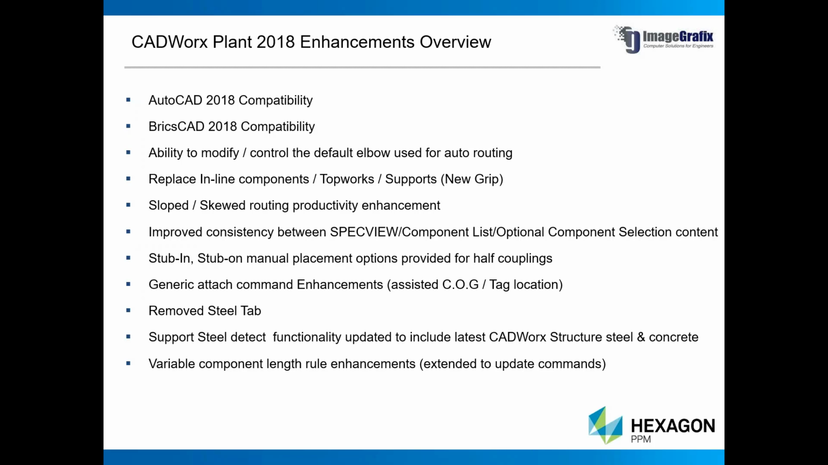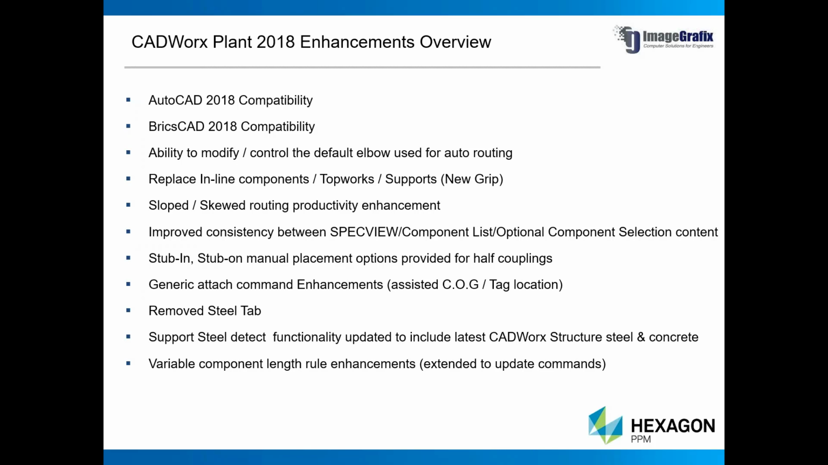Sloped or skewed routing productivity enhancement is there, and improved consistency between the SPECVIEW component list and the optional component selection content is now easy to do. A stub-in, stub-on manual placement option is provided for half couplings in this version. Generic attach command enhancements associated with center of gravity or tag location are available.